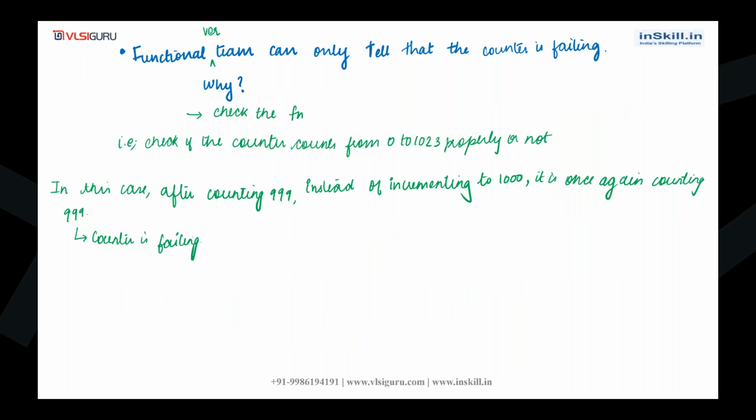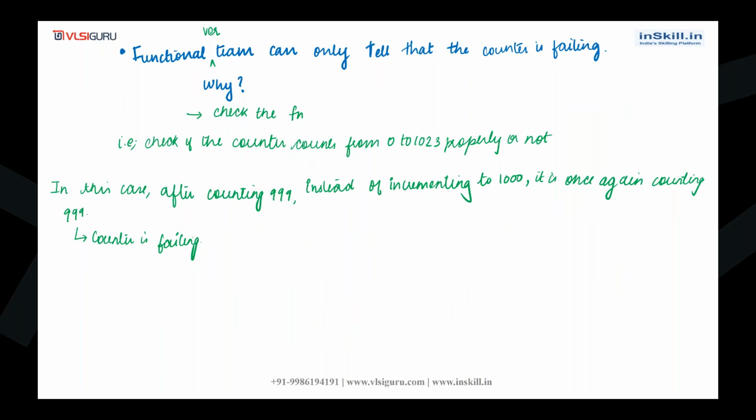So the functional verification team can only tell that the counter is failing. The reason is they will be checking the functionality, as we discussed earlier. They will check if the counter counts from 0 to 1023 properly or not. In this case, after counting 999, instead of incrementing to 1000, it is once again counting 999. So that's why the counter is failing.